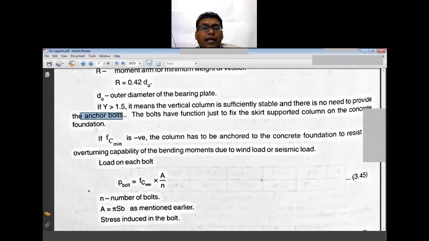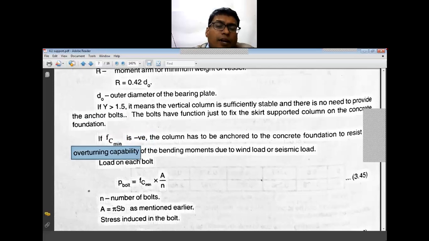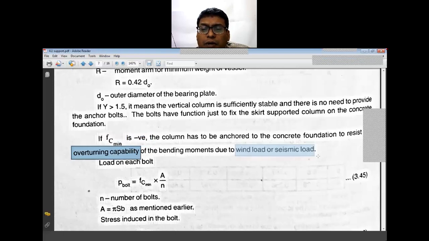And if the FC is negative, then the column has to be anchored to the concrete foundation to resist the overturning capacity, so that it does not overturn or uproot, overturn capacity of the bending moment due to the wind load or because of the seismic load.